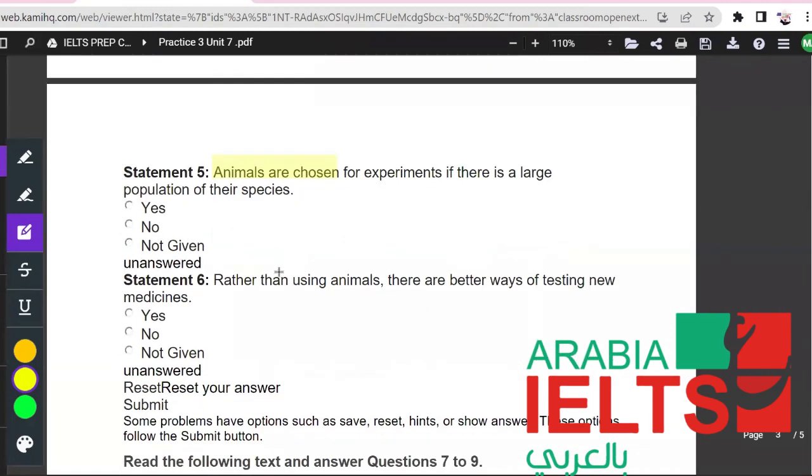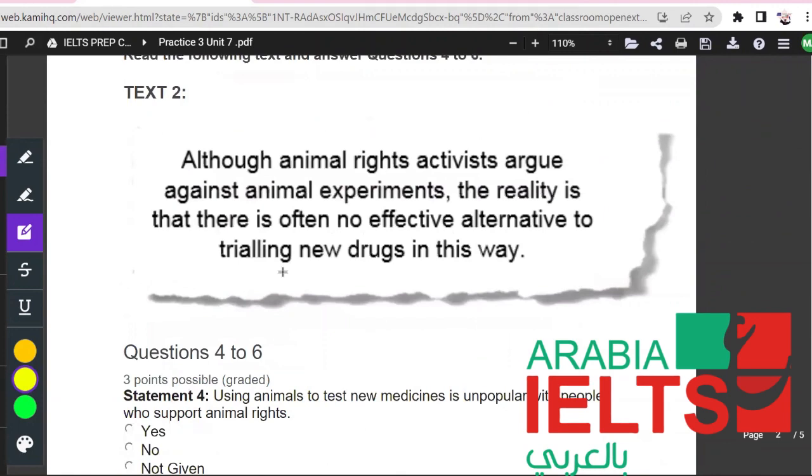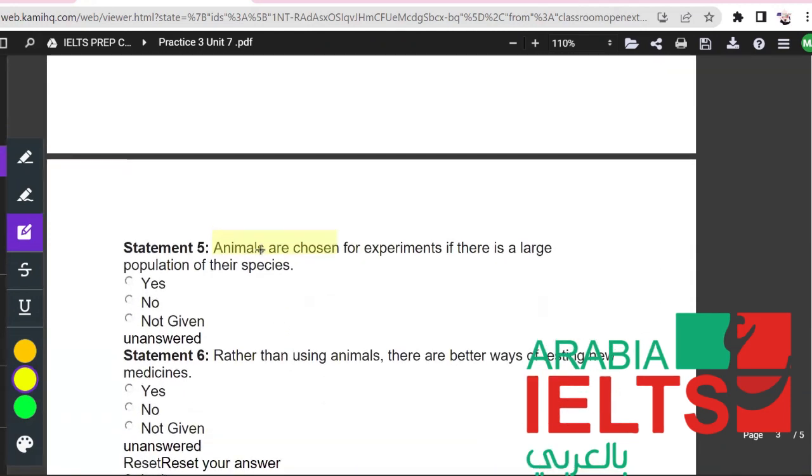The last one: rather than using animals, there are better ways of testing new medicines. So this one is no. This is disagreeing, because the writer says there is no better way. This one says yes, there is a better way. Remember, he said there's no way that we can do things alternatively. So this one is no. Okay.